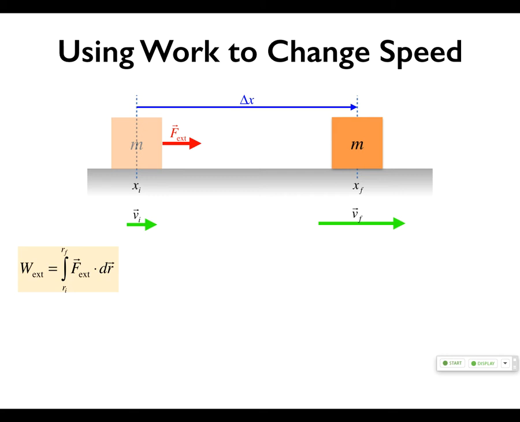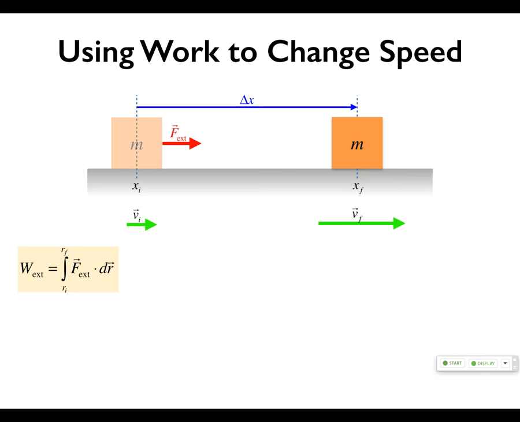So let's say we have work. That's going to be F dot dr. Well, what's the force here? What's force equal to? Mass times acceleration. So we end up with mass times acceleration, and let's call this dx. Well, what do we know about acceleration? How can we write acceleration? That's the derivative of velocity. So let's say this is m dv/dt dx.